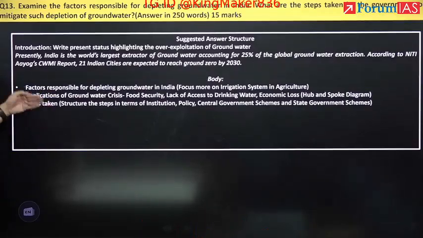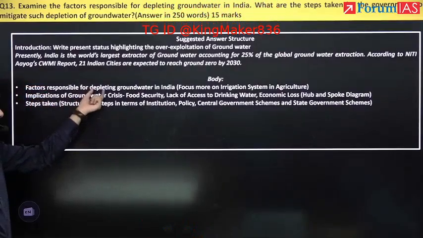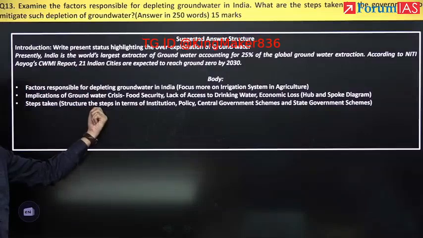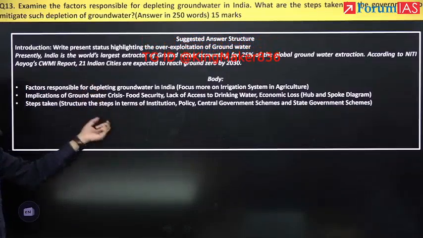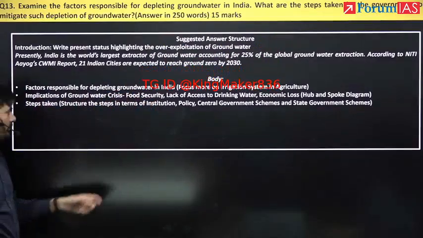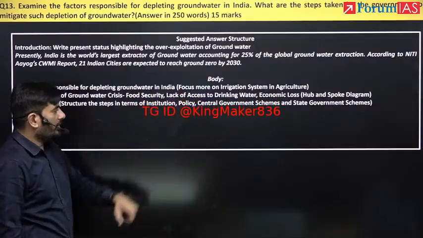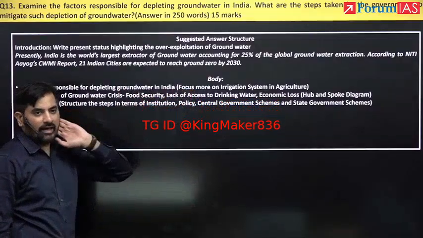Steps taken. Before you come to steps taken, you can simply write one dimension as to what will happen because of this groundwater crisis. Like a hub and spoke diagram, a small hub and spoke diagram, कि groundwater crisis can have effect on food security, lack of access to drinking water, it can cause economic loss.